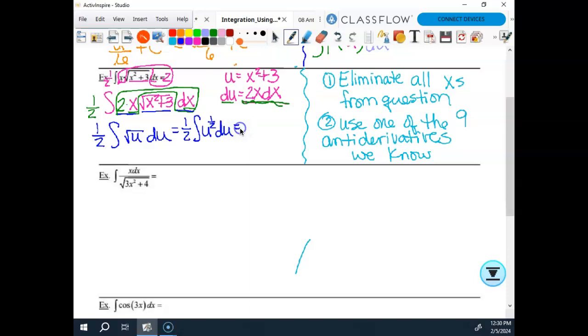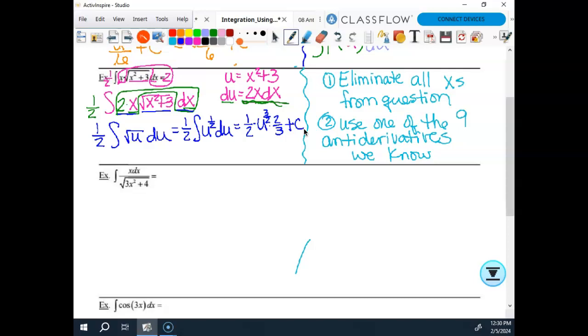Okay, so I'm going to get 1/2 times, all right, so I need to add 1 to the exponent. What's 1/2 plus 1? 3/2, okay? So u to the 3/2 power. And then I have to divide by my new exponent. Now you can put that over 3/2 if you want, but I think we would all agree that it's probably better if we just multiply by the reciprocal. Would you agree with that? It's the same thing. So I'm going to multiply by 2/3. And then I have my plus c. Okay? Everybody okay with that?